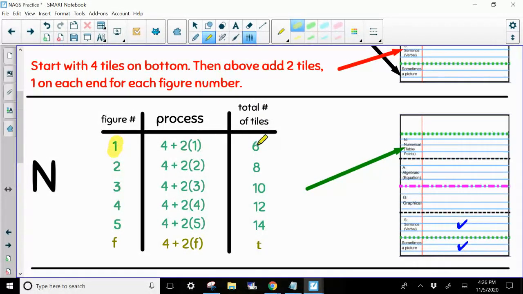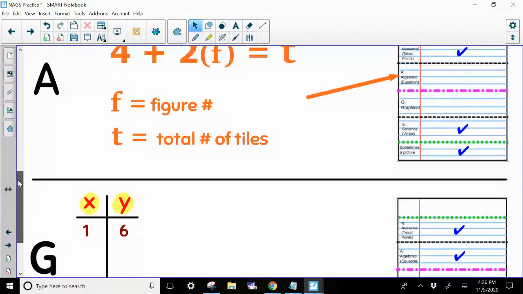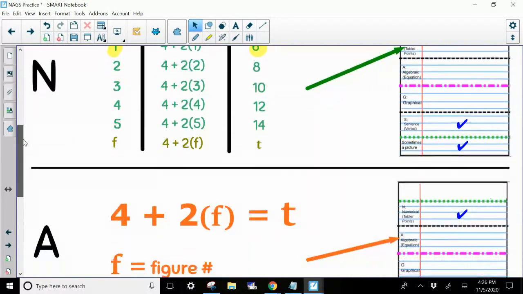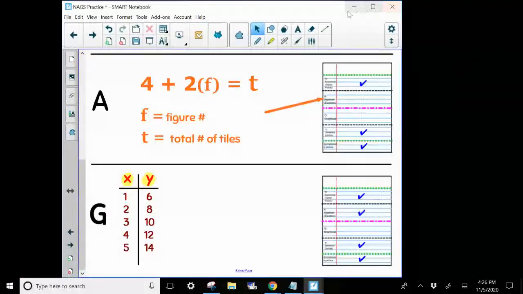So 1 and 6 would be our first ordered pair. All right, so I would write 1 and 6. And then going back up, we've got 2 and 8. All right, we got 3 and 10. We got 4 and 12, and we got 5 and 14. All right, so the next step is to open up our good pal Desmos.